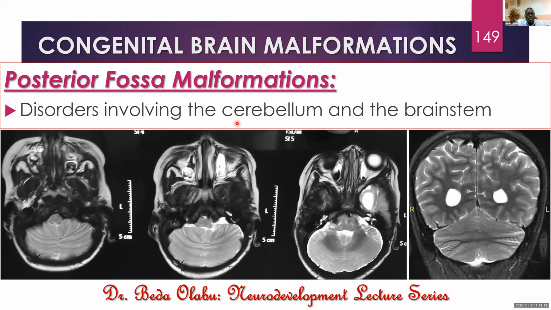The other posterior fossa malformation is this one where the cerebellar hemispheres are continuous and we do not have the cerebellar vermis. So there's no cerebellar vermis and the right and left cerebellar hemispheres are continuous. We call this one rhombencephalosynapsis.